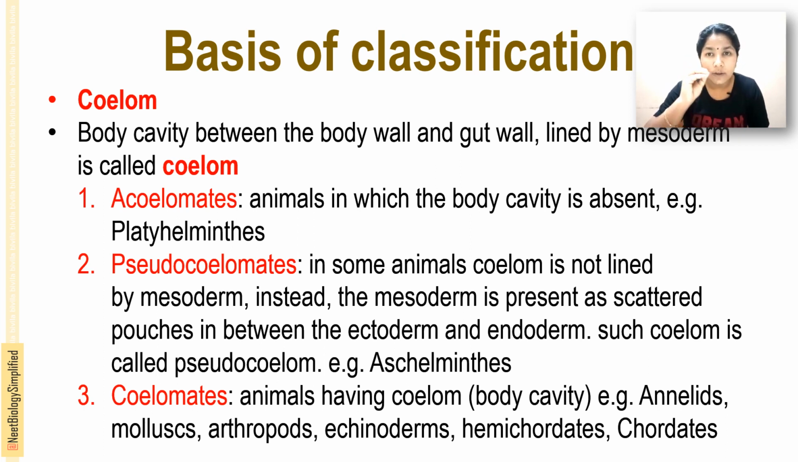The presence of coelom: animals which possess the body cavity or the coelom are called coelomates, and animals which do not possess the body cavity are called acoelomates. In the case of pseudocoelomates, the coelom is not lined by the mesoderm. Instead, this mesoderm is present as scattered pouches in between the ectoderm and endoderm. Such a coelom is called pseudocoelom, and the animals that possess pseudocoelom are called pseudocoelomates.